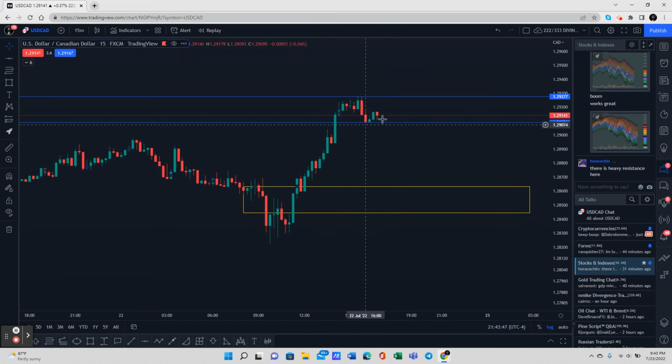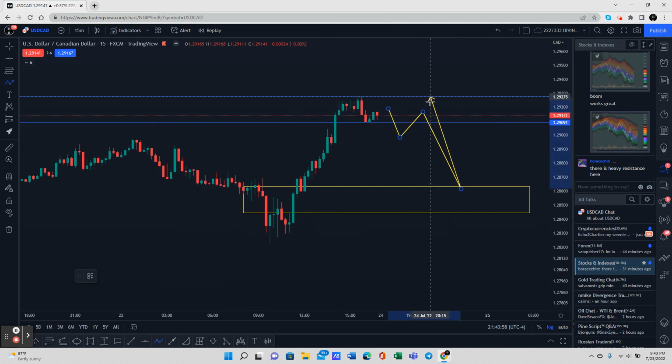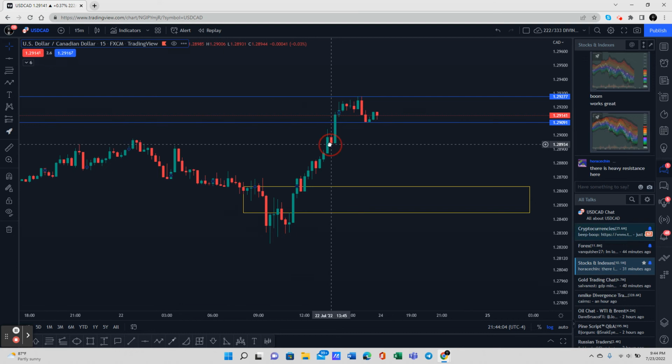Although this is in the way, it could act like a support zone if we break and do something like this, then that. So keep that in mind. But to me, it's not enough in this zone to worry about that as a key area.